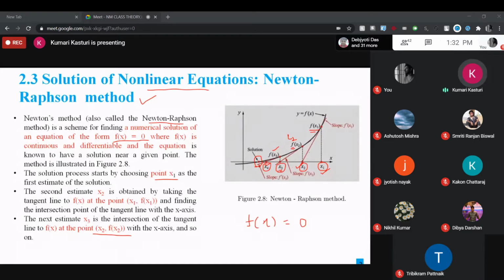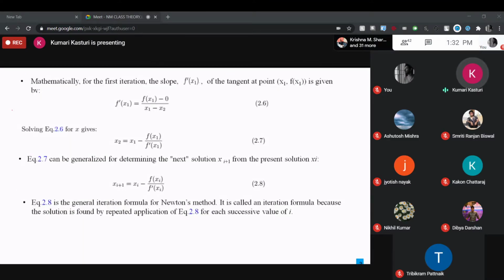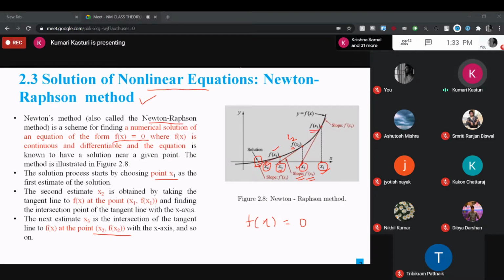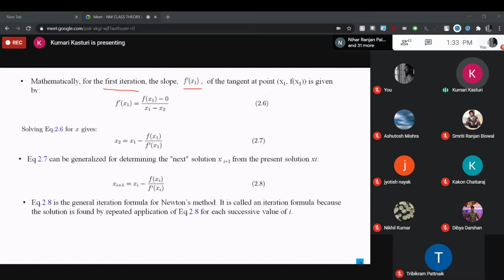Right, so if this is the tangent line, whatever we are calculating every time, the slope is nothing but the first derivative of that function. Already we know the meaning of slope. So we have to take the slope of that line to derive the formula of the estimation point. For the first iteration, the slope is f dash of x1. Already I have told you. Why? Because the function is f of x1, the tangent line is this one, so the slope is f dash of x1.